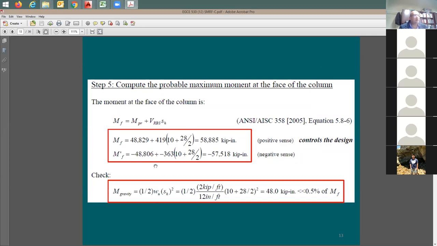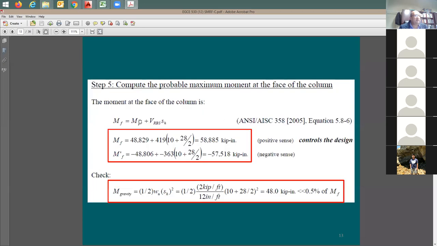On the other side, you're going to have the other shear, the 363. It doesn't help much because it's going to be subtractive here, right? So I'm not going to be using this. This is going to be controlled in my design. And this can be the additional, considering that you have a small cantilever here. And look at this value here, 48 kip-inch compared to 58,000. So in this case, you can ignore this if you want to. But again, we don't usually ignore it because at the end, you're going to have a spreadsheet. You can just leave it in there.